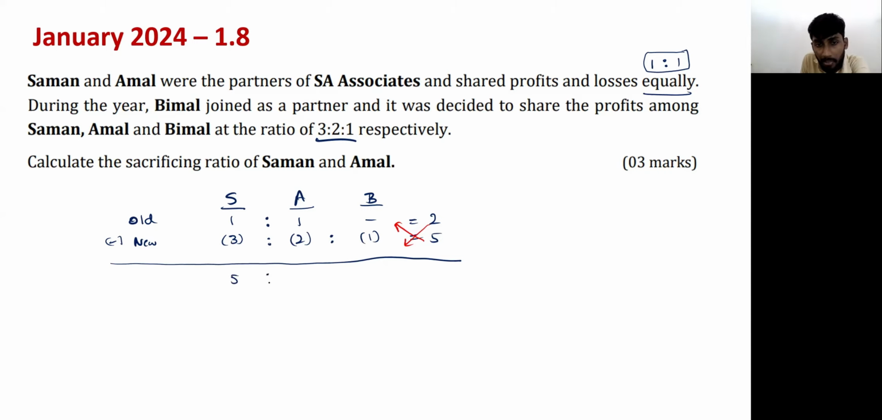Here it will become 5, 5. So the total will be 10. And then the new one by 2. So here it is 6, it is 4, and it is 2. Great.